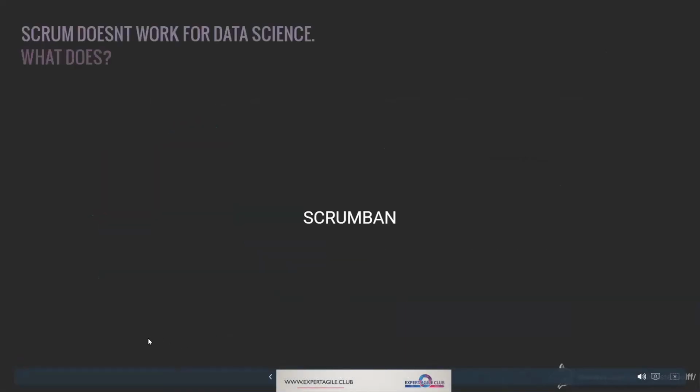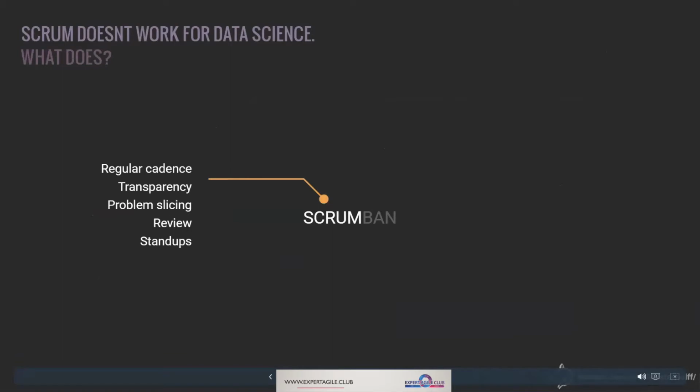What we do is we look at Scrumban. That is, we take from Scrum the regular cadences, the transparency, problem slicing, reviews, and stand-ups, all the things that work very, very well for teams of any type, delivering any kind of project and working on any kind of problem.